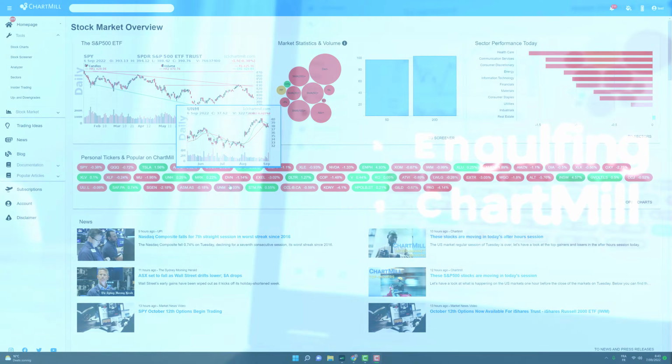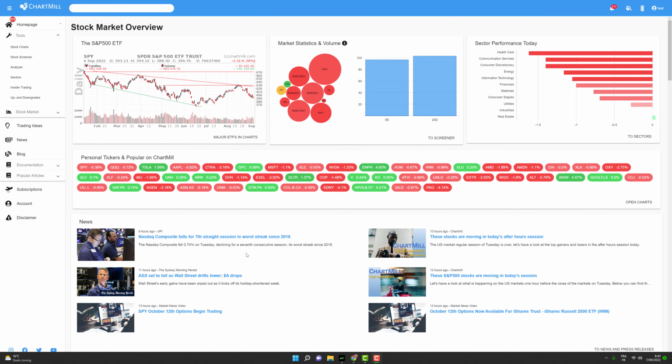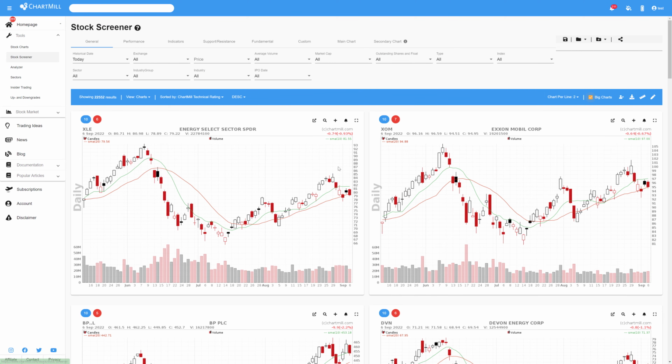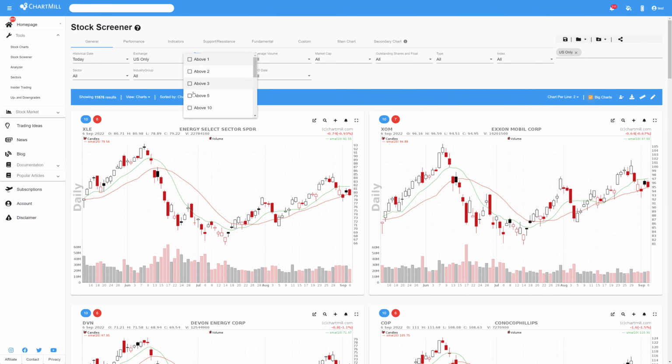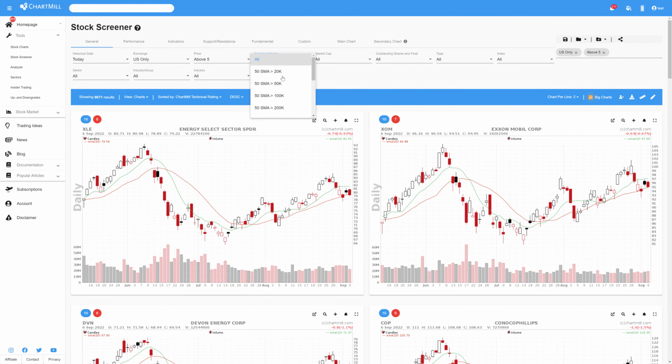So finding tradable bullish engulfing candlestick patterns in ChartMill is pretty straightforward. We're on the homepage now. Just select the stock screener. And first I'm going to select some basic filters. So exchange US only, price above 5, and then the average volume. In this case, I'm going to select more than 300K.